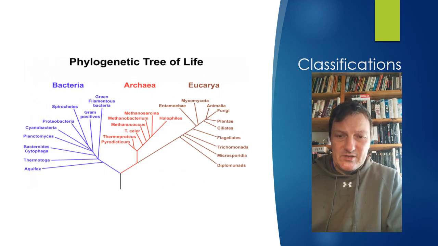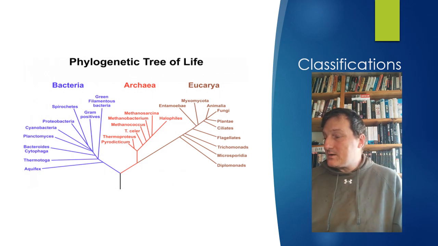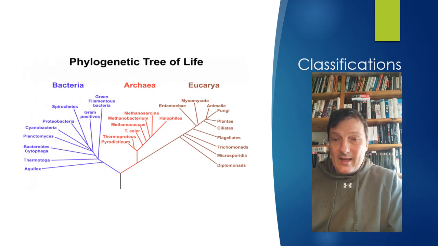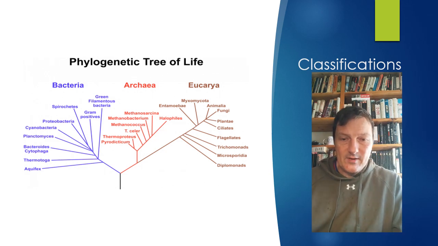As you can see here, we separate into bacteria and archaea, which are prokaryotes, and then we have our eukaryotes. And in the eukaryotes, we have our different kingdoms, and the animals, the fungi, and the plants are just very small parts of it.